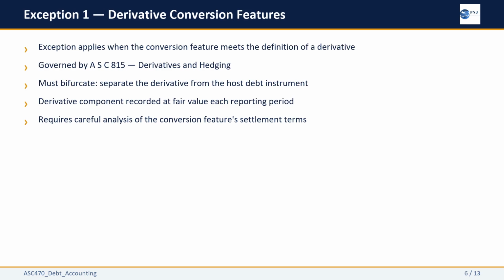Here is where it gets more nuanced. There are two exceptions to the single liability default, and the first one involves derivatives. If the conversion option in your convertible instrument meets the definition of a derivative under ASC 815 and does not qualify for any exception from derivative accounting, you must bifurcate it. That means splitting the instrument. One piece is the host debt, the other is the derivative. The derivative gets measured at fair value at every reporting date, and changes run through earnings. This analysis requires a close look at the settlement terms. Things like variable conversion prices or conditions that could trigger net cash settlement.